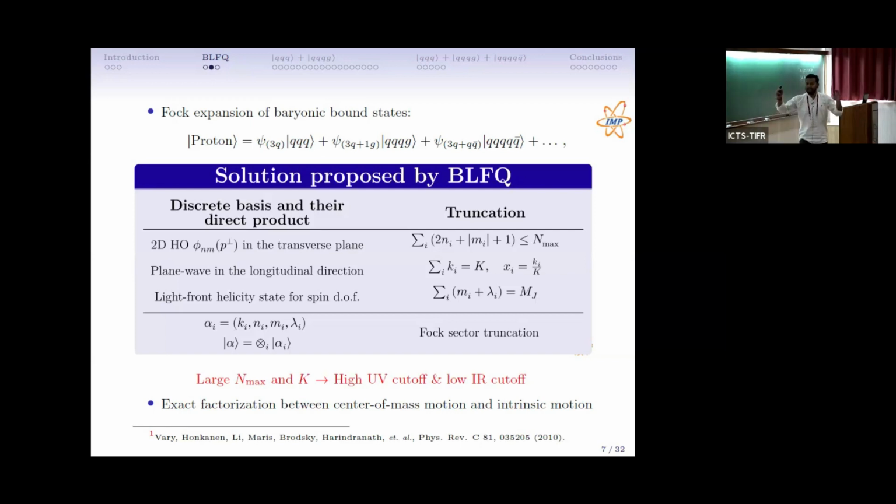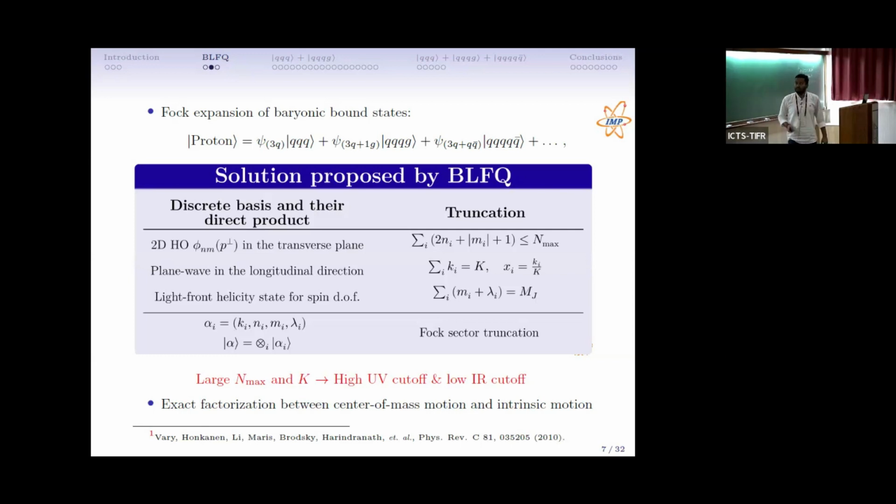Since it's a numerical approach, you have to truncate your basis in some way. So in the transverse direction, we truncate by these equations, and this N max we call the transverse truncation parameter. And if we sum over all the momentum, we call that sum over k, that will give you K. So if you fix N max and K max, that means you fix the basis size of your system.